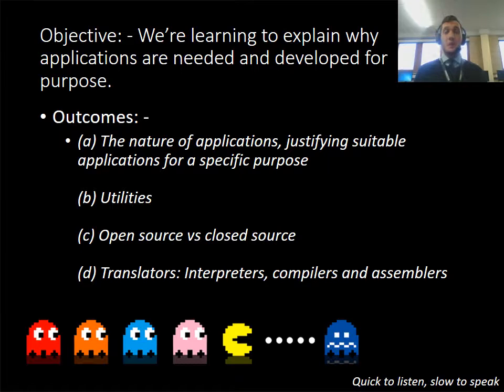We were looking at the nature of the application, and we were also looking at utilities, such as compression, file management, and a disk defragger, and you were talking about how you might not use them in certain situations. We've also looked at open and closed software and talked about the differences. In our previous lesson, we talked about how code is compiled, so you have a better understanding of why we use compilers and assemblers.